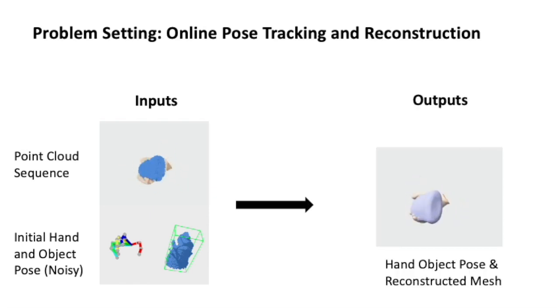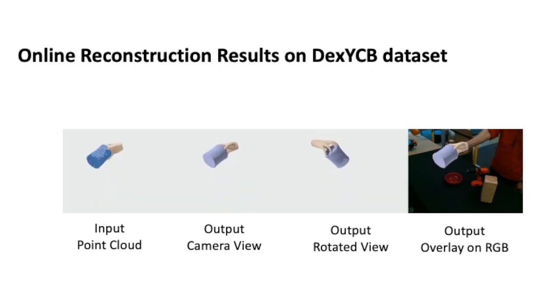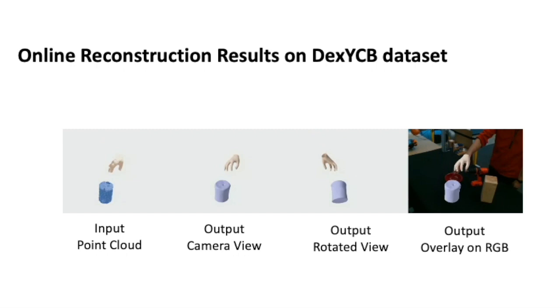Different from previous work, we don't assume known hand and objects and can track without knowing the ground truth object mesh. Let's first look at our online reconstruction results on the unseen real dataset, DEX-YCB. We show the input point cloud, and the output reconstruction in the camera view and in a rotated view. We also overlay our output on the RGB image.